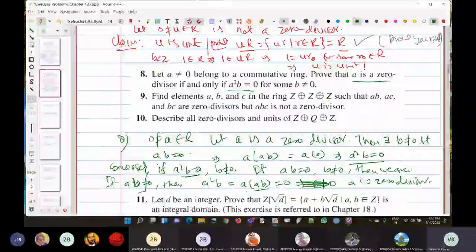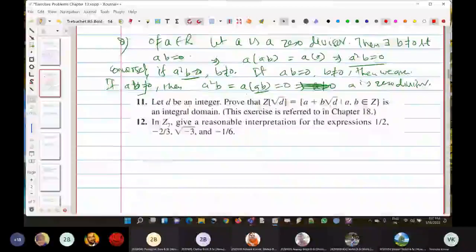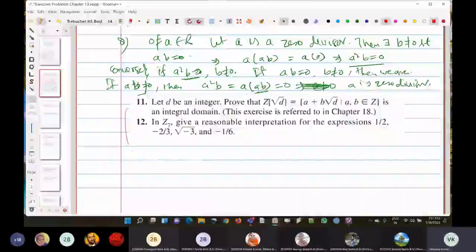Next, questions number 8 and 9, you can leave them. They are from direct products, you can leave those. Question number 11, if D is an integer, then prove that it is an integral domain. I'm leaving it to you as an exercise. Do it yourself.